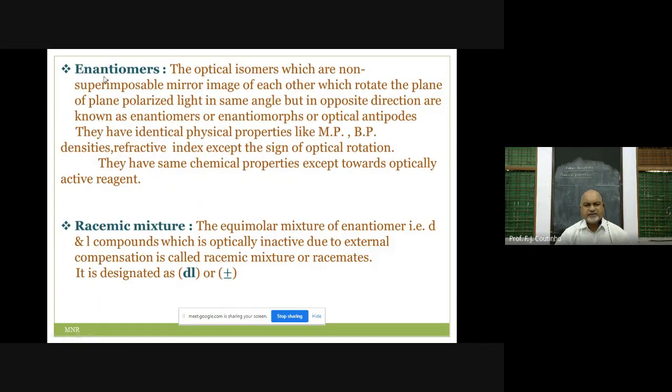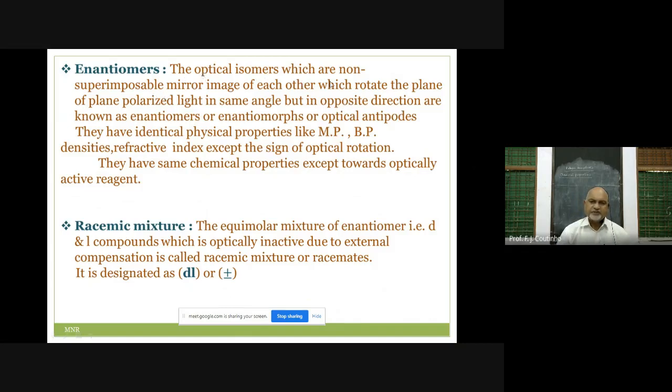Now there is a property known as enantiomers. What are enantiomers? We have seen in the earlier slide the example of 2-chlorobutane, where only the ethyl coincides when you try to superimpose, but they are non-superimposable mirror images. Enantiomers are optical isomers which are non-superimposable mirror images of each other, which rotate the plane of plane polarized light by the same angle, but opposite in direction. Very important here.